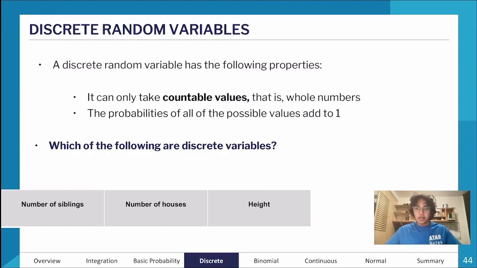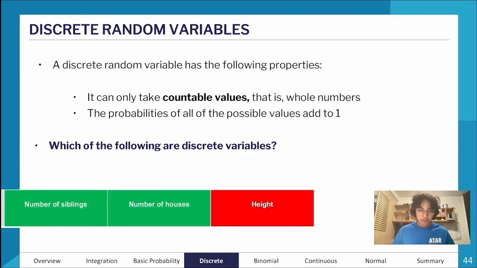So hopefully you guys have typed your answer into chat, and I'm going to talk through each one, right? So the number of siblings, obviously, that is a whole number, right? You can't have 1.5 siblings. Same with houses. You can't have 1.5 houses. But with height, that's not so clear, right? So you can obviously have 1.5 centimeters or 1.5222 recurring, right?